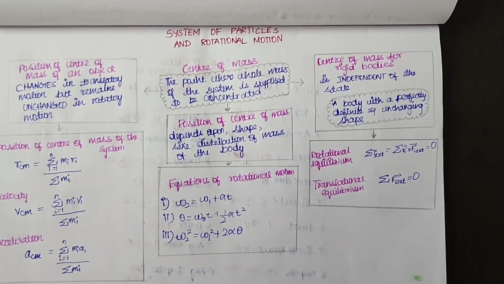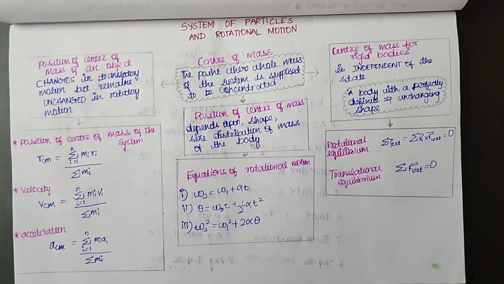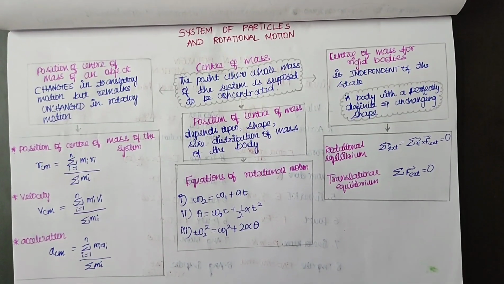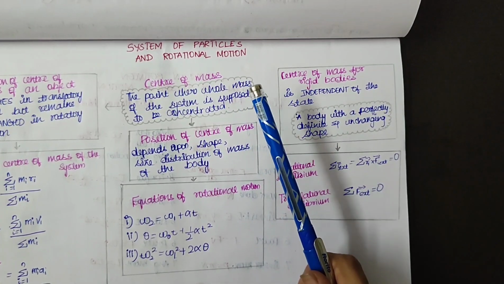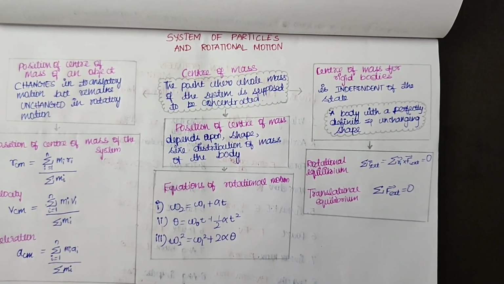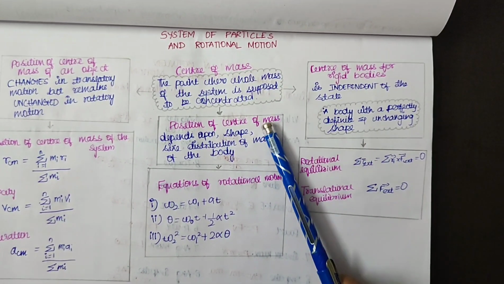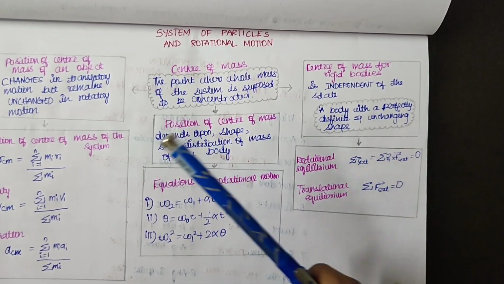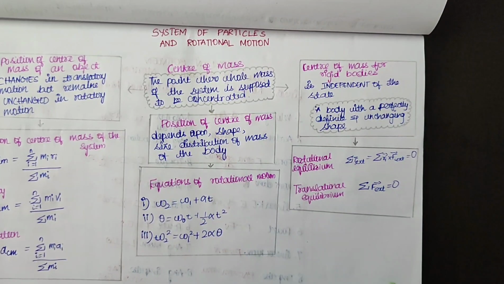So to start, what is center of mass? A center of mass is nothing but a point where the whole mass of the system is supposed to be concentrated. So whenever we say center of mass, it is nothing but a point where all the masses are acting. Okay. Now the position of a center of mass depends on two things: one is the shape of the body and also the size distribution of mass of the body. So whenever we are talking about the position of center of mass, it depends upon shape and size.